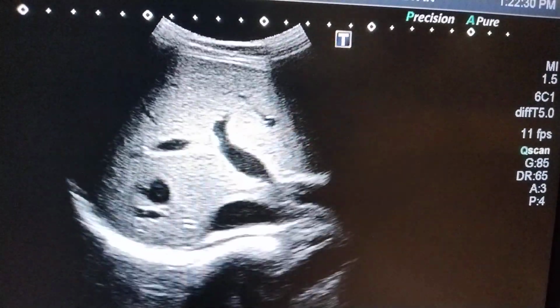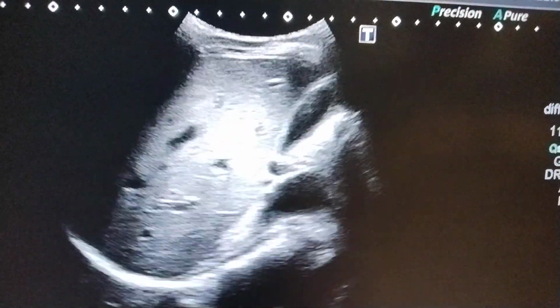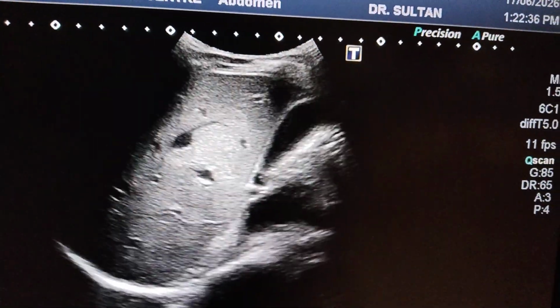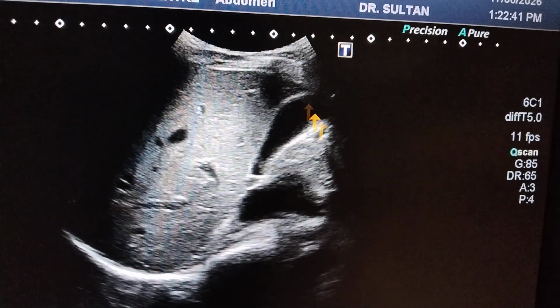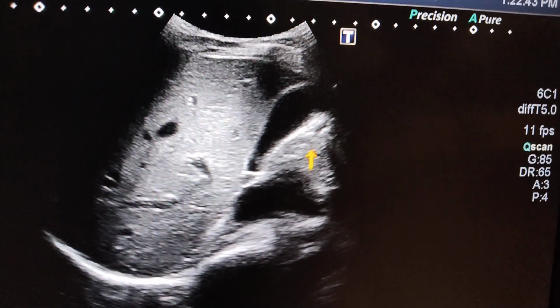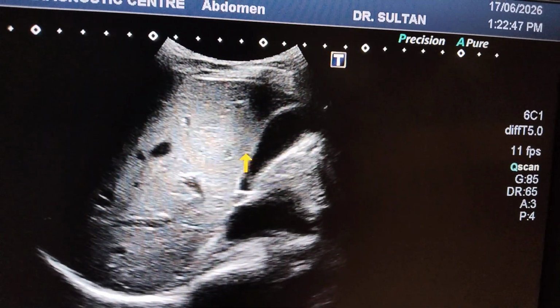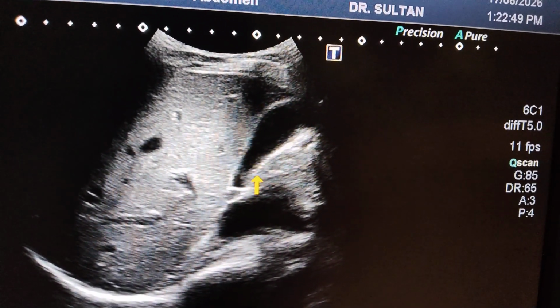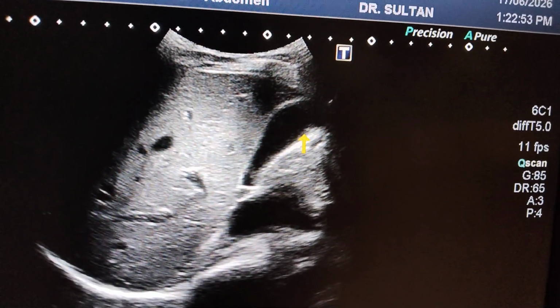We can also feel difficulty when placing the probe at this level due to the rib shadowing. So now at this level again we can appreciate this is a pear-shaped gallbladder which is having fundus at its distal portion.